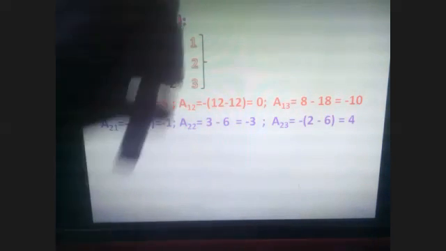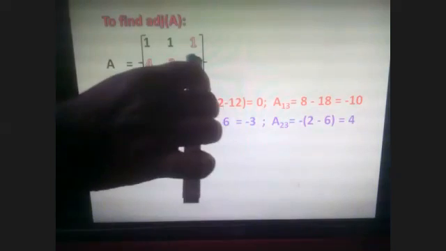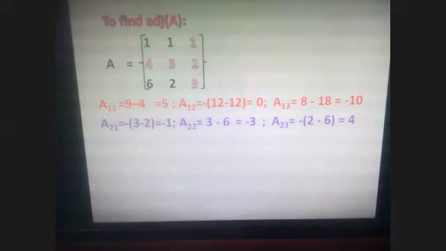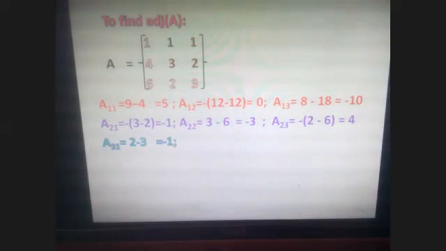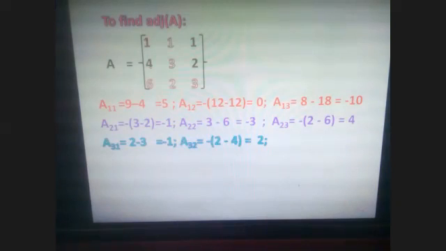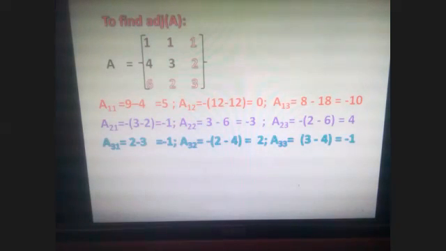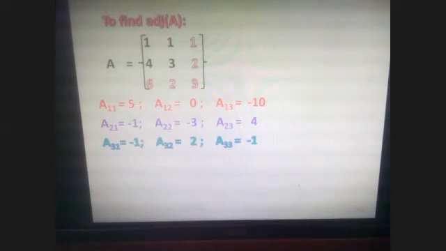We can easily calculate. Delete the column and row containing that element, 2, 3, 2 here. And be careful about the plus minus sign also. A31 will be 2 minus 3, that is minus 1. A32 will be minus of 2 minus 4, that is 2. A33 will be 3 minus 4, that is minus 1.